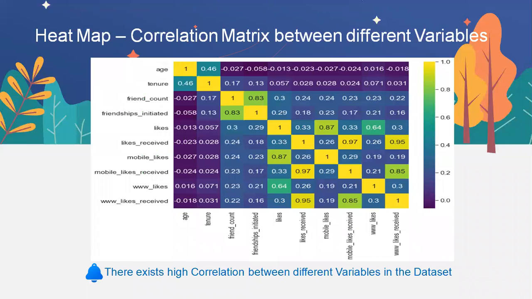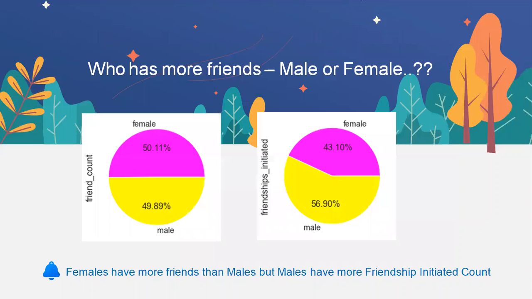Next is the heat map, that is a correlation matrix between different variables. I have different variables on my x-axis as well as on my y-axis. On the right side, you can see there is a column which represents that the points near 1 are positively correlated. The lower points are less correlated to each other.